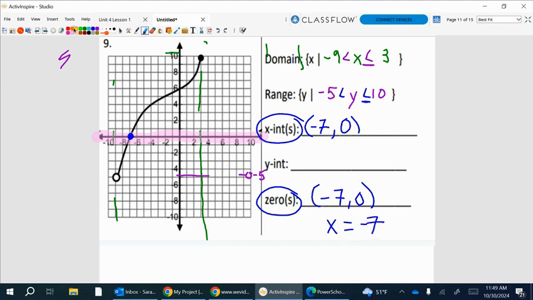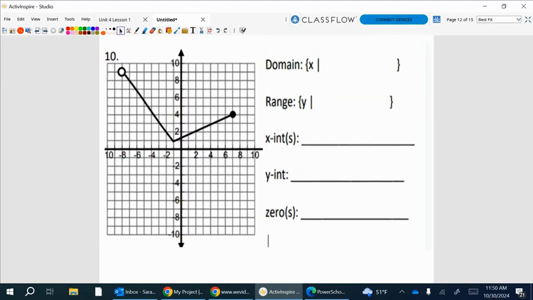Then I'm going to change the color. Here is my y-intercept. There is only one. X value is always 0 and 6. Okay, remember you can pause this video and go back if you need to make any corrections on your paper.